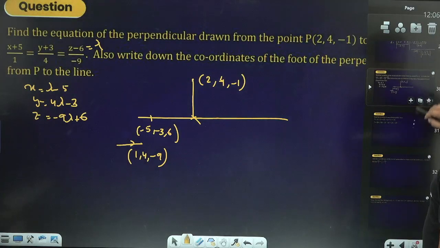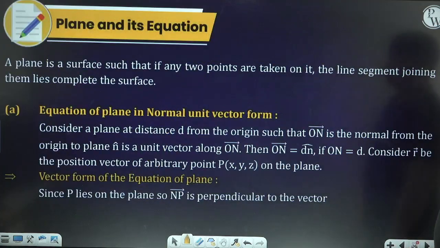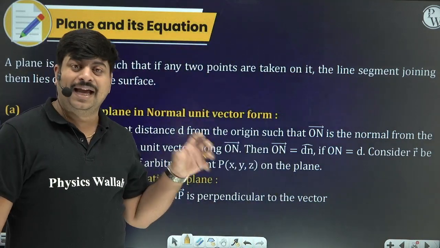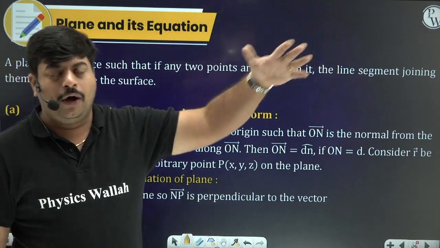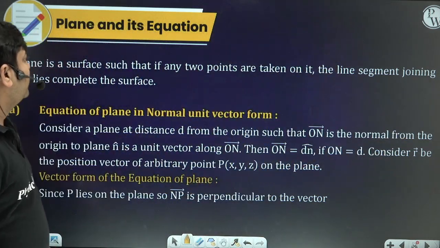So let's go for the next concept. What is the next concept that we're having? Plane and its equation. Till now we discussed the equation of a line, not a plane: the equation of a line passing through one point parallel to another vector, or the equation of a line passing through two points, right? So now we are moving to the equation of a plane.